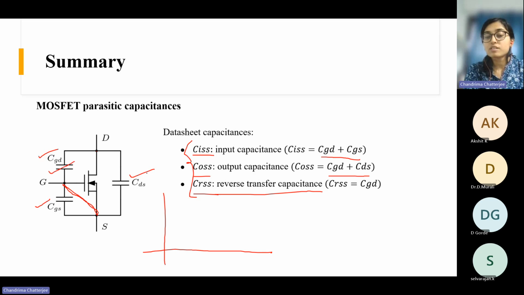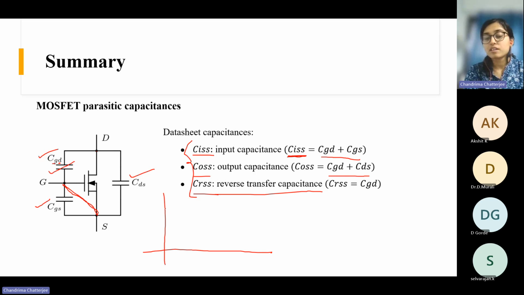Why is this a transfer capacitance? Because there is the input terminal, the gate, and there is the drain, which is the output. That's why this is the transfer capacitance. Okay. So the CRSS value is usually very small, and CISS is the largest one. CISS is quite large.